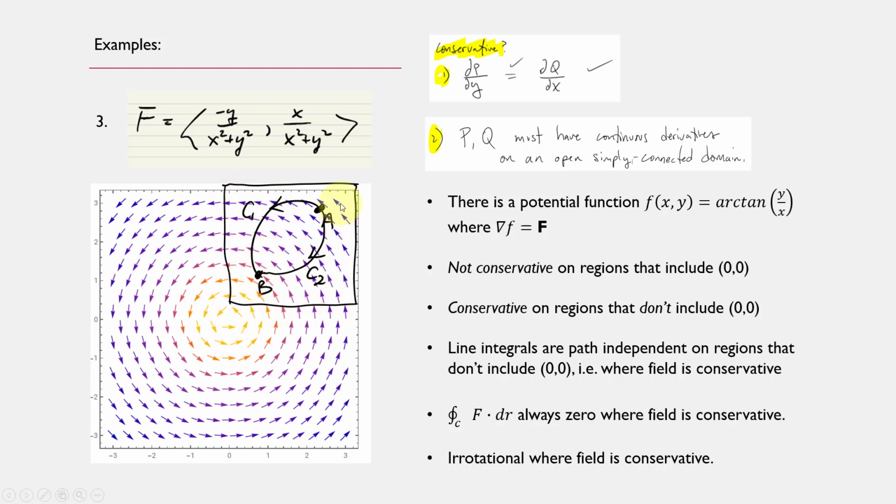So let's box off this little piece right here and pick two arbitrary points within that region, A and B. Computing a line integral along path C1 will give you the same answer as you would along path C2 or any other squiggly path or straight line. Follow a straight line path from A to B, or path C1 or C2 or any other path. All of them will give you the exact same answer as long as the region that you capture doesn't include the origin. So that's kind of interesting.